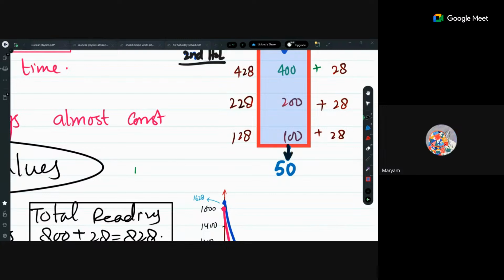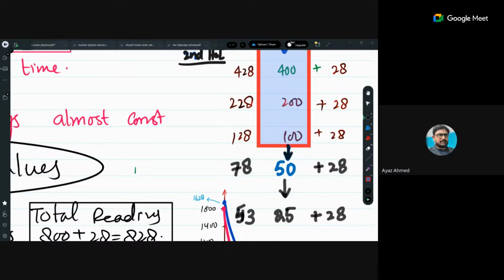Yes, sir. Okay, so it is 50. So the background radiations are now sample is going to give you 50 plus 28 is still there. So what will you get? 78. After another half life, this would reduce to 25. It is still 28. What will you get now? 53. Okay, and so on.